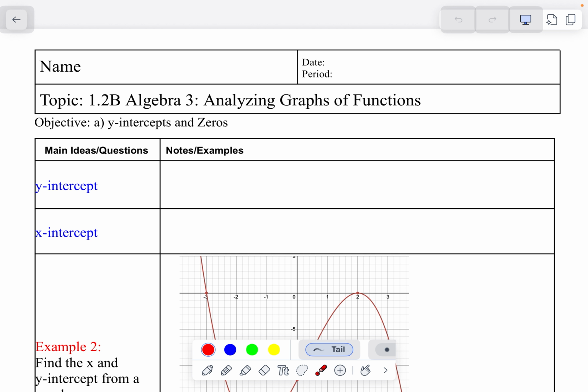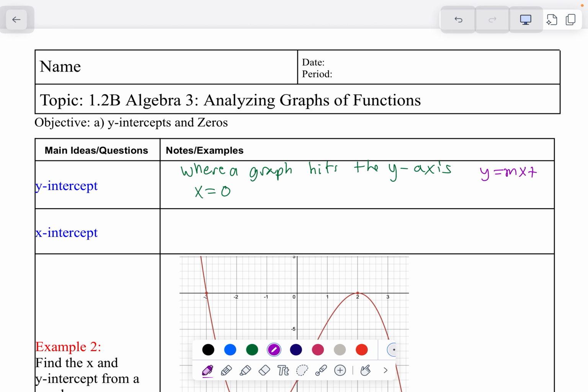A y-intercept is where a graph hits the y-axis. Because you're hitting the y-axis, it is specifically where x equals 0. For a linear equation in the form y equals mx plus b, and this is only for linear equations, the y-intercept would be the point (0, b). So that b on the end references a y-intercept.